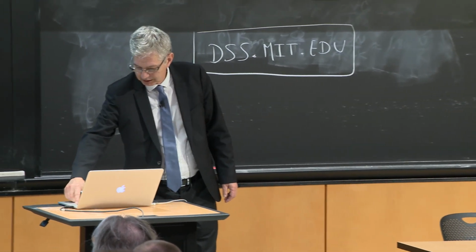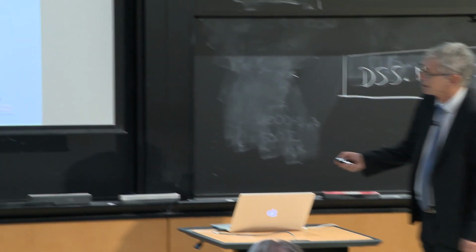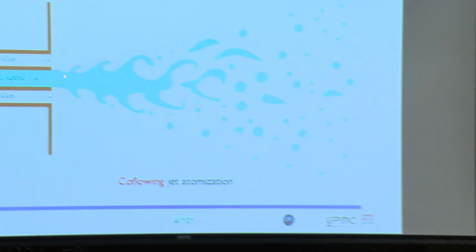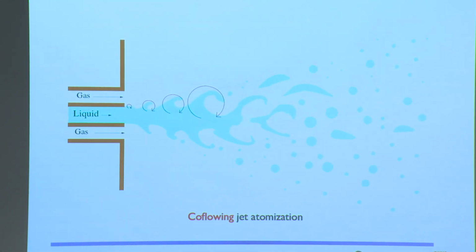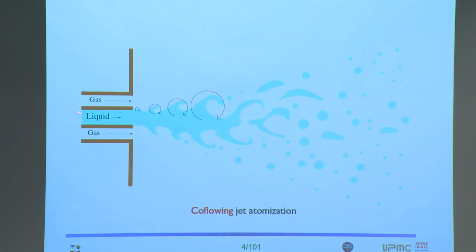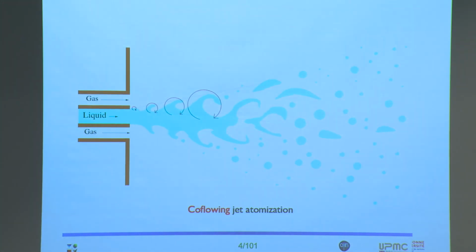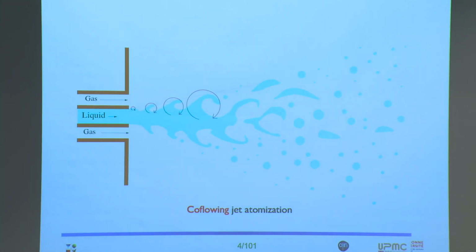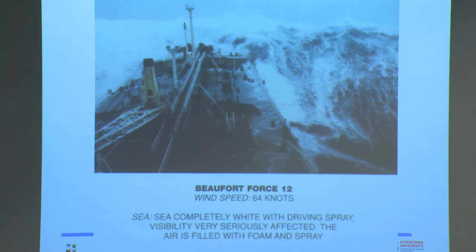This is another type of atomization that has motivated us. So here, it's not a conical jet, but a straight jet of liquid surrounded by gas. So this is a simpler device, but actually extremely efficient. It can generate a very high rate of droplet formation.